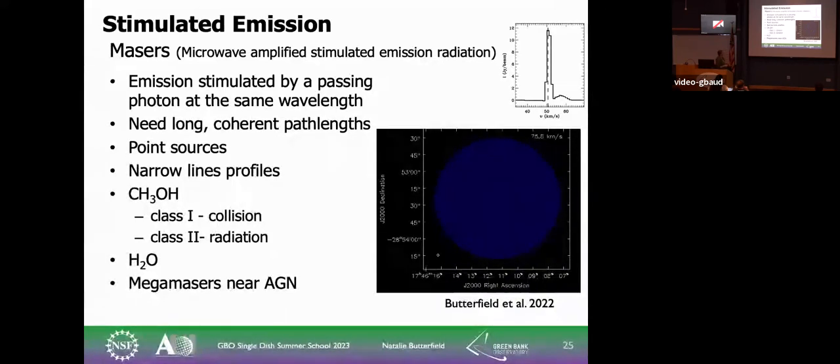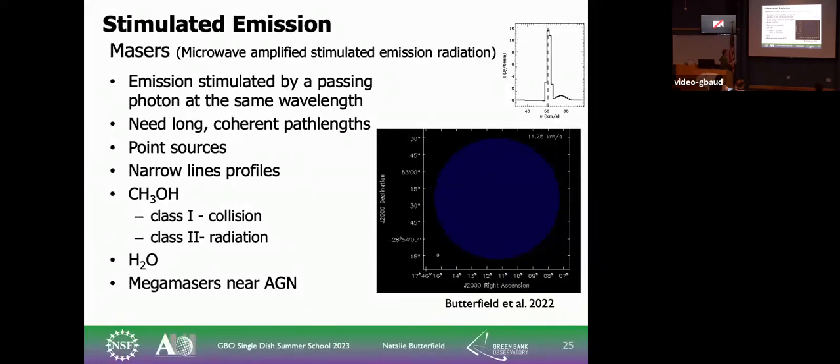There's also class 2 maser emission of methanol, and that's thought to be associated with radiation. For example, these tend to be observed near high mass star forming regions where you might have a lot of UV rays that could be stimulating the emission that you need to get the maser type emission with these transitions here. There have been SiO and H2O masers as well.